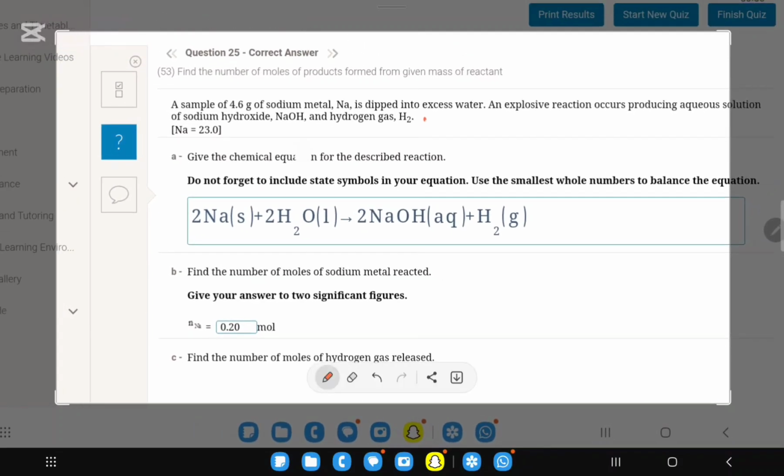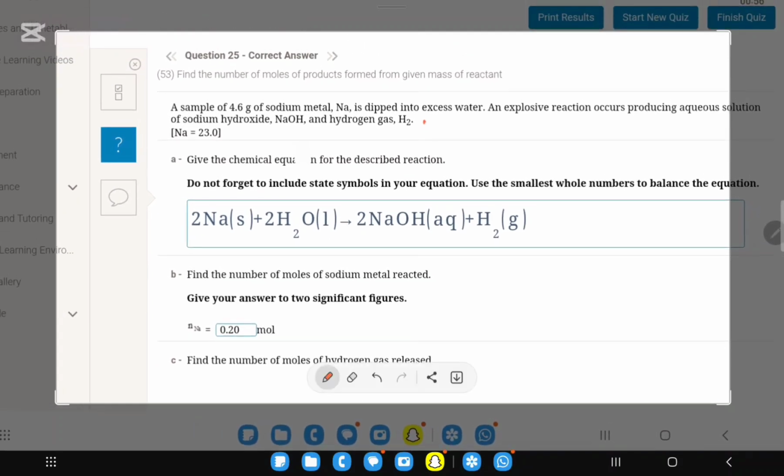Now, for the first part, find the number of moles of sodium metal reacted. We know the equation n equals m over M. n is the number of moles, m is mass, 4.6, and molar mass is 23. They gave it to us, and 4.6. If you put it into your calculator, 4.6 divided by 23, and it's 0.2.